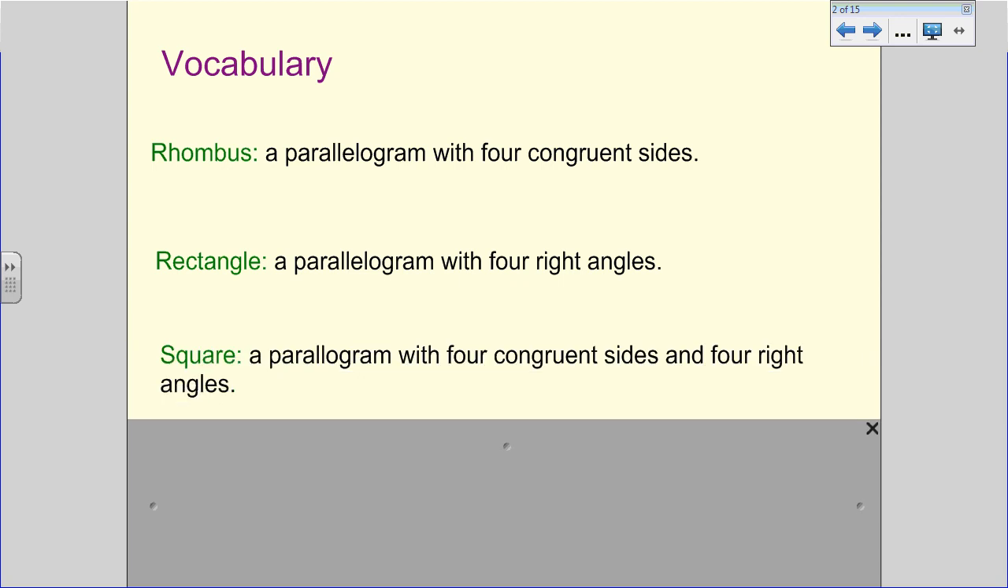And now a square is what I would call kind of like the marriage, the combining of a rhombus with a rectangle. A square is our most special parallelogram, I think of, because it has the 4 congruent sides and the 4 right angles.